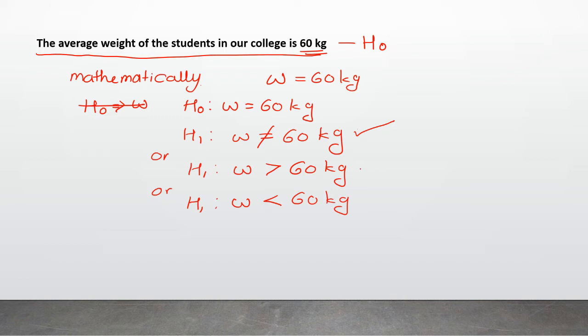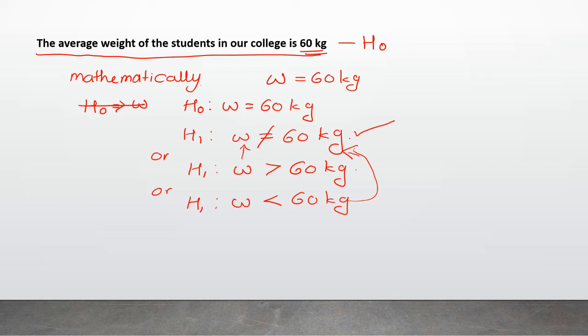But there can be some problems in which I need to calculate it in this manner. That is, weight greater than 60 kg is also possible, which is again part of not equal to 60. The average weight can be less than 60 kg. That condition is also possible, and it is again a part of the same thing.